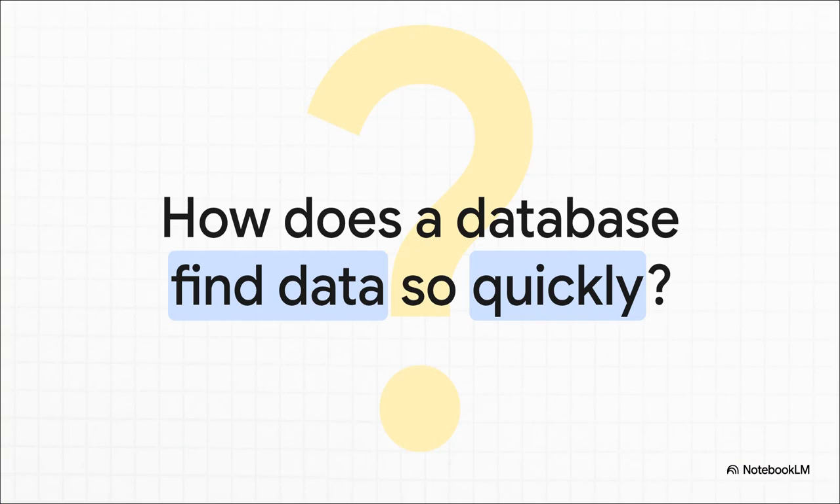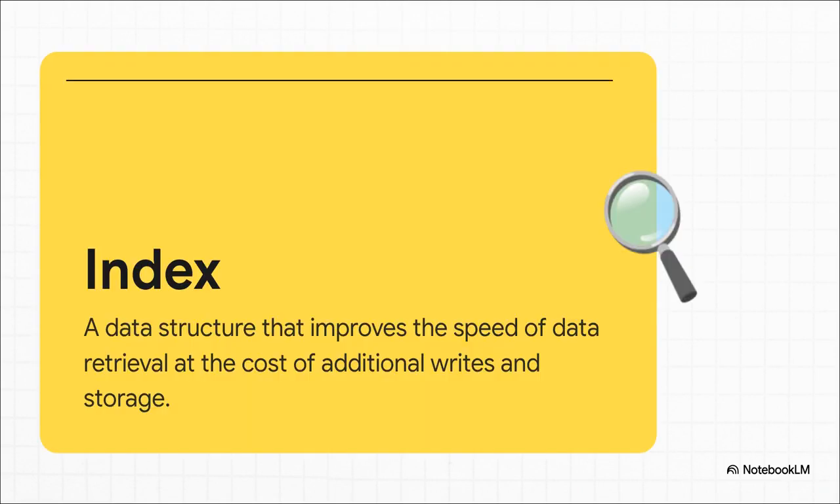I mean, really think about this for a second. You save some data, I don't know, a user's profile, into a database with millions, maybe billions of other records. And when you ask for it back, poof, it's there in milliseconds. How? That's not magic. It's all thanks to a really clever fundamental data structure. And that structure is called an index.